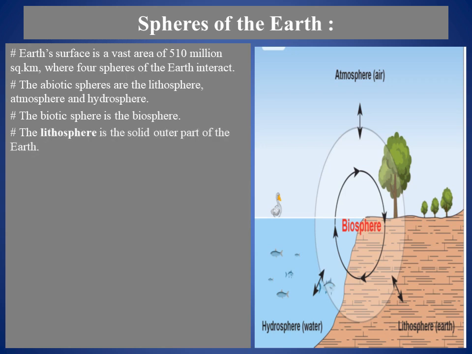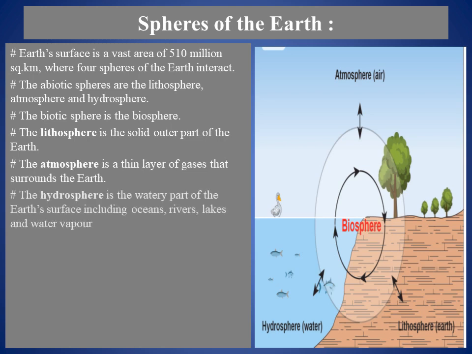The lithosphere is a solid outer part of the Earth's surface. The atmosphere is a thin layer of gases that surrounds the Earth. The hydrosphere is the watery part of the Earth's surface, including oceans, rivers, lakes, and water vapor. What are shown in the pictures? The biosphere is the layer of the Earth where life exists.